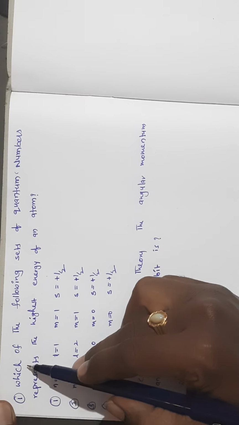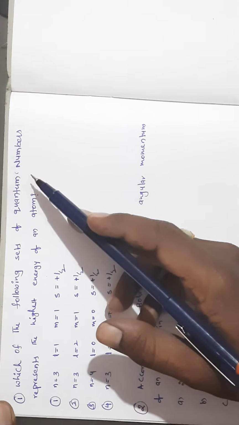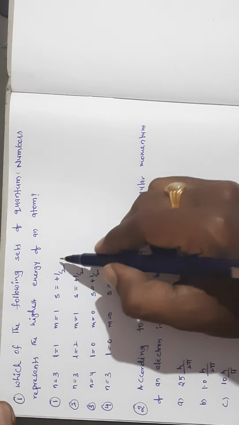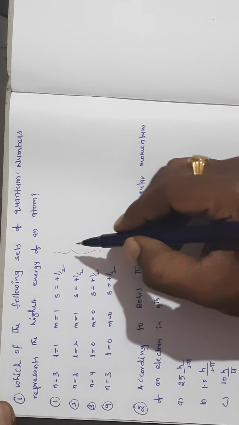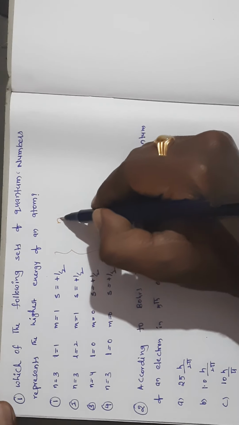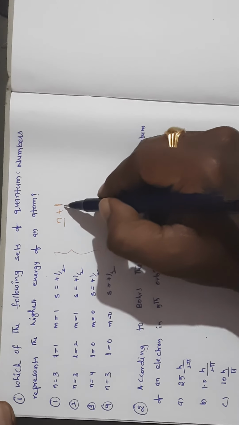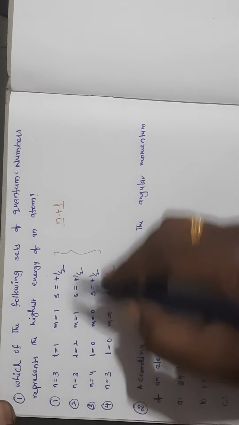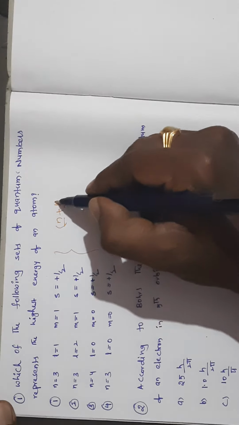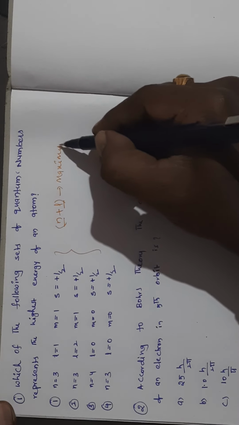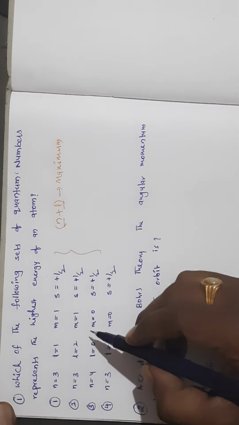So first question, which of the following set of quantum numbers represents the highest energy of an atom? To calculate energy, what is the formula? Here energy can be calculated by using n plus L, the sum of the principal quantum number and the azimuthal quantum number. So the option having the maximum n plus L value is our answer. We have to calculate which has the maximum n plus L value.